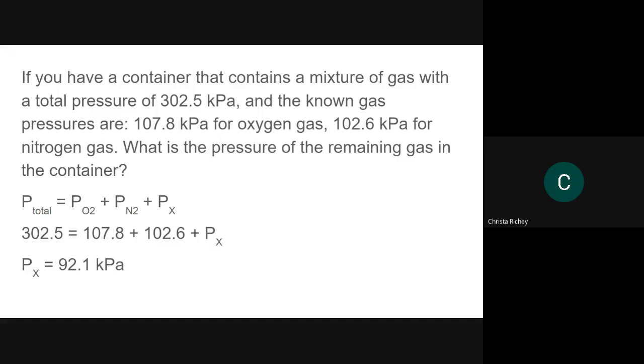There's really not much to Dalton's law of partial pressure. I mean, I could make it evil. I really could. I could make you do the ideal gas law and then calculate the individual partial pressures and then do the total. But that's not the way they teach it here. That's the way I used to do it though.